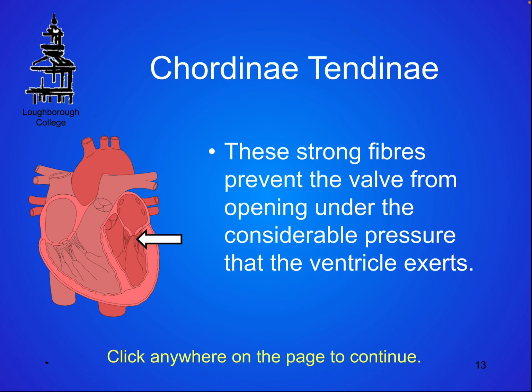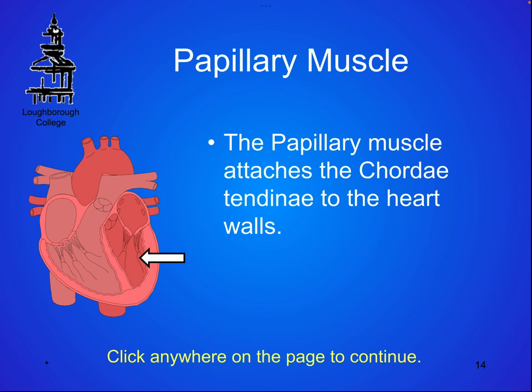They are controlled in their opening and closing by these strings or fibres which are called chordae tendineae. And the chordae tendineae are commonly referred to as heartstrings, and they are really, really strong fibres that prevent the valve from blowing backwards under the considerable pressure that the ventricle is going to pass on to it. And the papillary muscle, which is attached to the chordae tendineae, is a little muscle that contracts and relaxes and allows the chordae tendineae to pull down and open the valves, or to relax and close the valves.